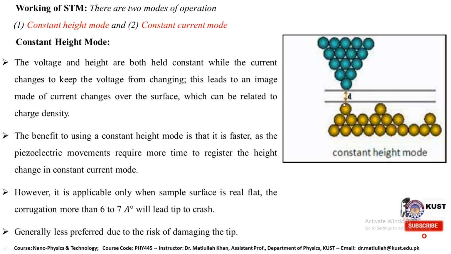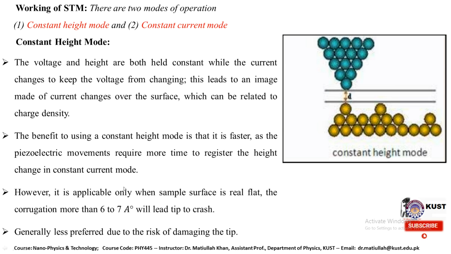The voltage and height are both held constant while the current changes to keep the voltage from changing. This leads to an image made of current changes over the surface, which can be related to the charge density. So it is beneficial to use constant height mode because it is faster, as the piezoelectric movement requires more time to register the height change in constant current mode.